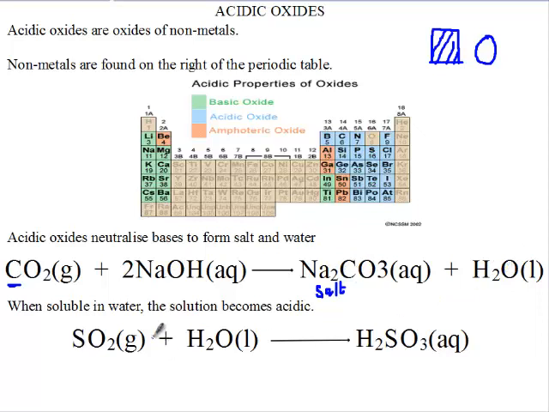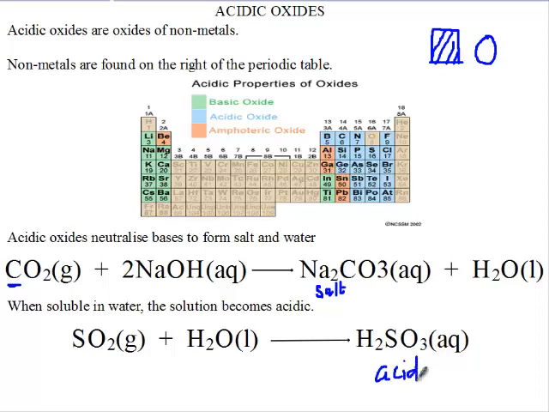Also, they are called acidic oxides because when in solution, the solution becomes acidic. When you put an acidic oxide in solution, the solution becomes acidic. Here we have sulfur dioxide. If we put sulfur dioxide in water, we're going to get this acid here. So sulfur dioxide plus water is going to produce an acid.